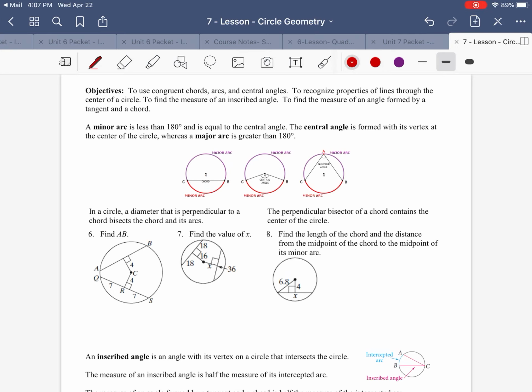A minor arc, any arc that's less than 180 degrees, is going to be considered a minor arc, right? So the central angle is formed with its vertex at the center of the circle, whereas the major arc is greater than 180 degrees. So you can see in the diagrams, it's pretty straightforward. The one key ingredient there is that the minor arc, it's less than 180 degrees, but generally it's going to be equal to the central angle, right?